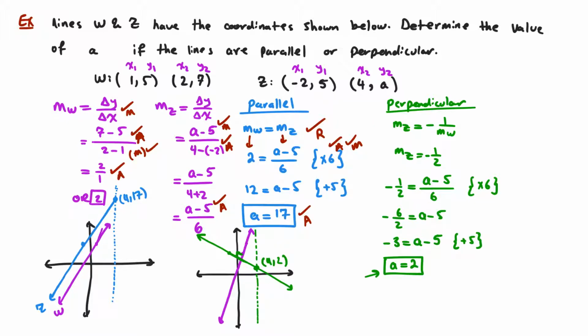Same thing when they're perpendicular, you need to recognize that the slope m_Z needs to be negative 1 over 2. You need to accurately put that into the equation, use proper method, and I would say there's an implied method mark here as well in solving everything. And you will end up getting to the a value of 2, and that would be an accuracy mark.